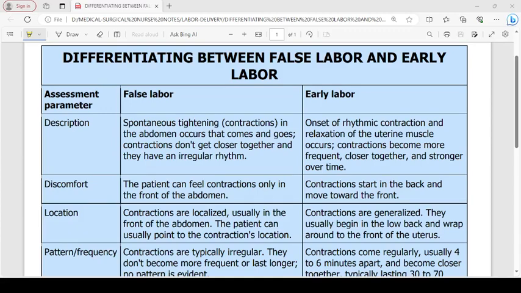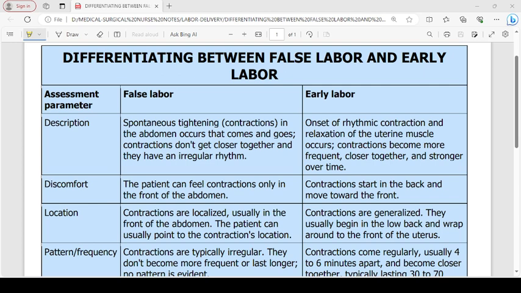In today's session, we are differentiating between true labor and false labor. So, false labor is also referred to as pre-labor contractions. And this is a common condition that normally happens near the end of pregnancy.